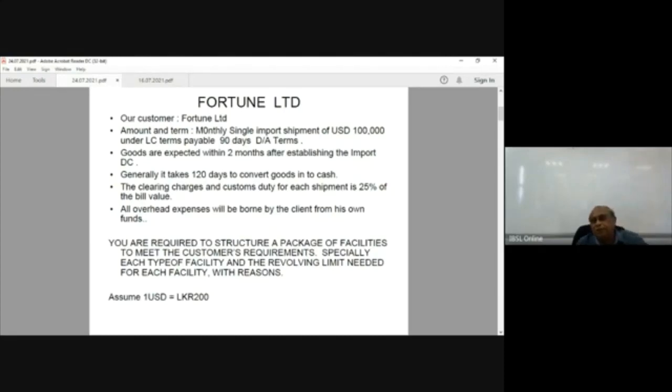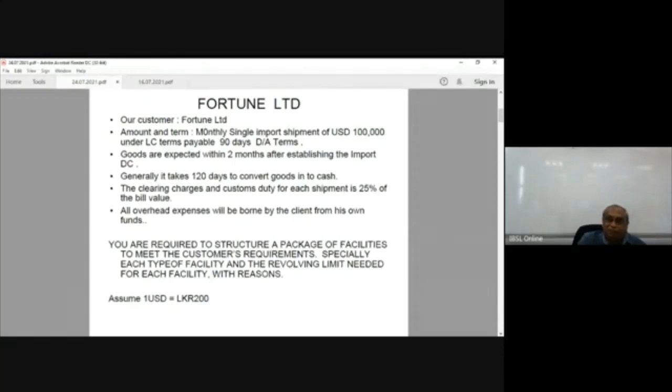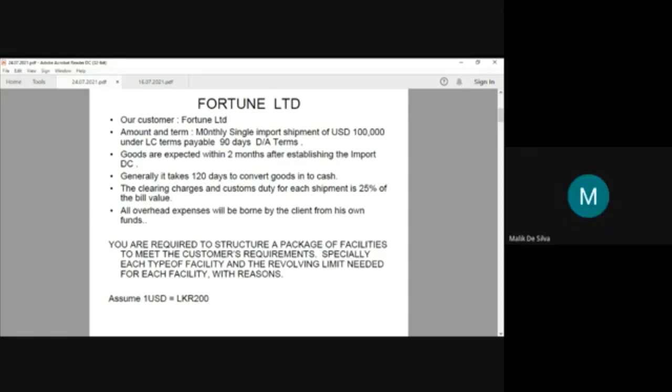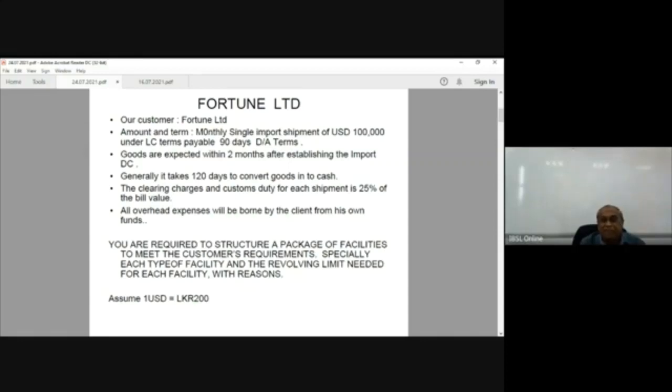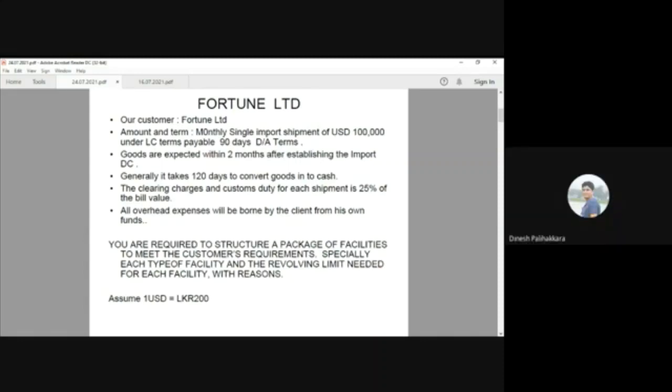Generally, it takes 120 days to convert goods into cash. So normally, when he receives the goods, he will either send them to the wholesale guys, or he will somehow or other sell them, and it will take 120 days to convert goods into cash. 120 days is how many months? 4 months. But he has to pay the bill after how many months? 3 months.